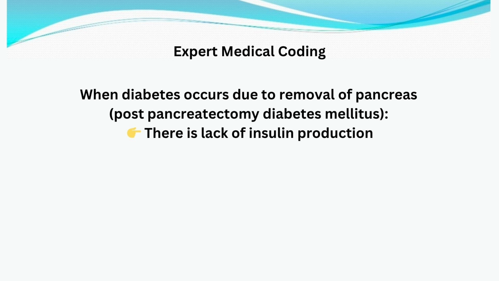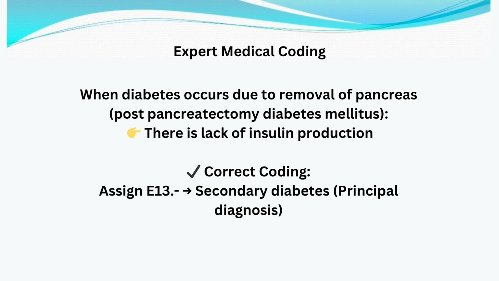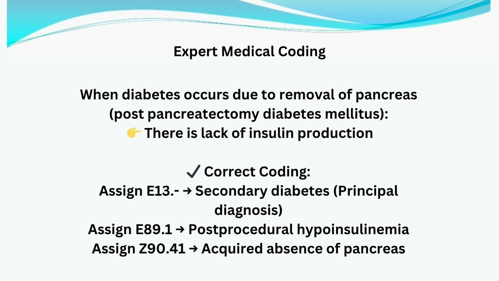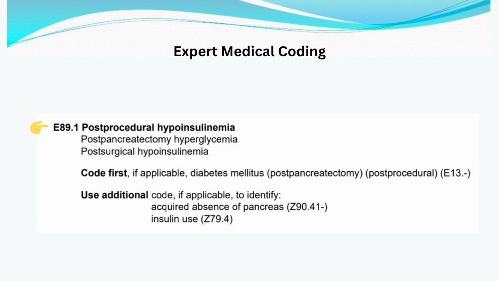When diabetes occurs due to removal of pancreas, there is lack of insulin production. So here the correct coding will be, first we need to assign from the E13 category, that is secondary diabetes mellitus, and then we need to assign E89.1, post-procedural hypoinsulinemia, and after that we need to assign Z90.41, acquired absence of pancreas. Why this sequencing? Because if you go to E89.1 code, there you can find code first if applicable instruction. Let us see an example.